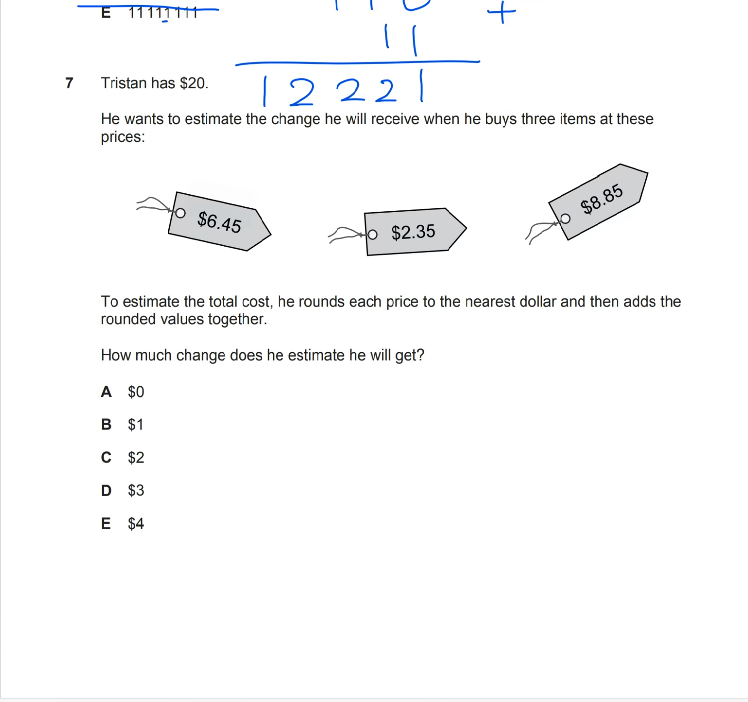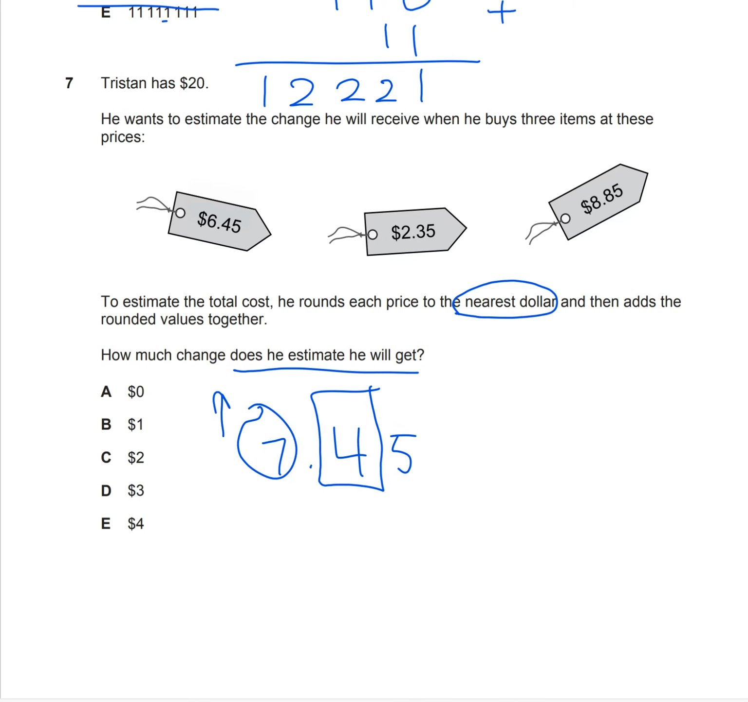7. Tristan has $20. He wants to estimate the change he'll receive when he buys 3 items at these prices. To estimate the total cost, he rounds each price to the nearest dollar, then adds the rounded values together. How much change does his estimate get? So we round to the nearest dollar. Let's say it was like 7.45, just an example. We look at the number immediately after the decimal and see, is it bigger or smaller or equal to 5? If it's bigger or equal to 5, we round this number up. If it's smaller, then we round it down to 6.